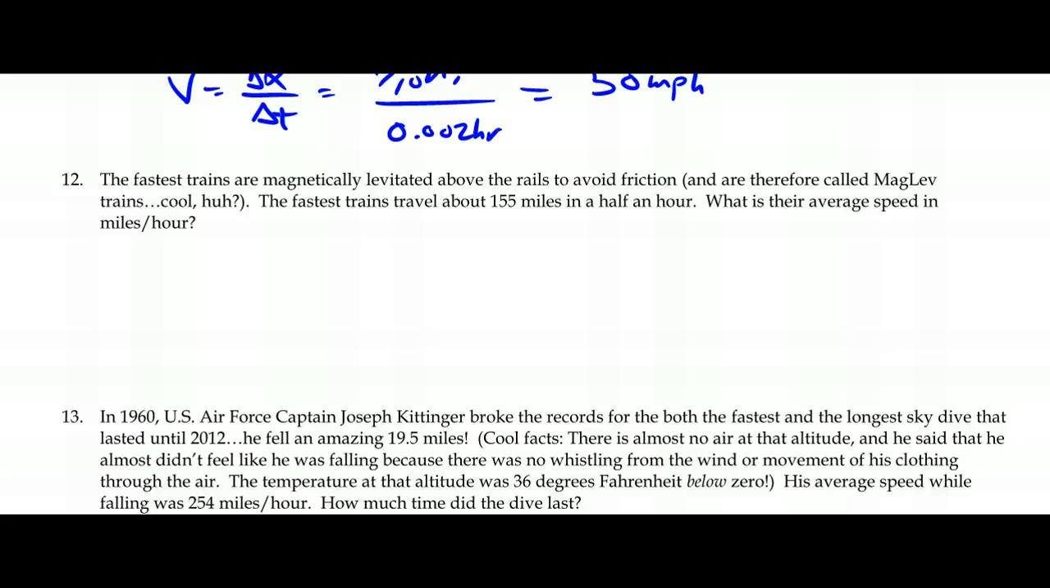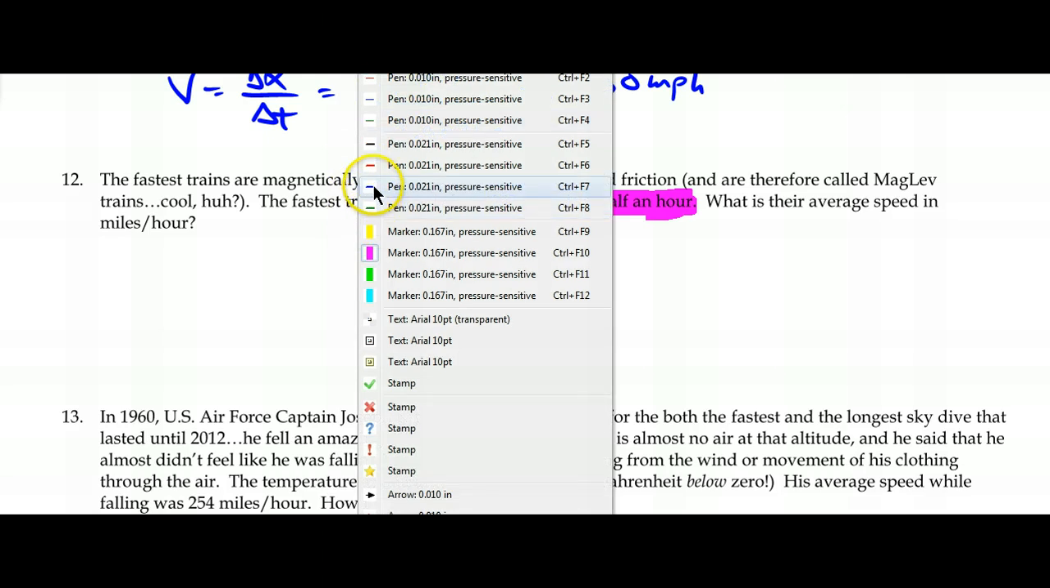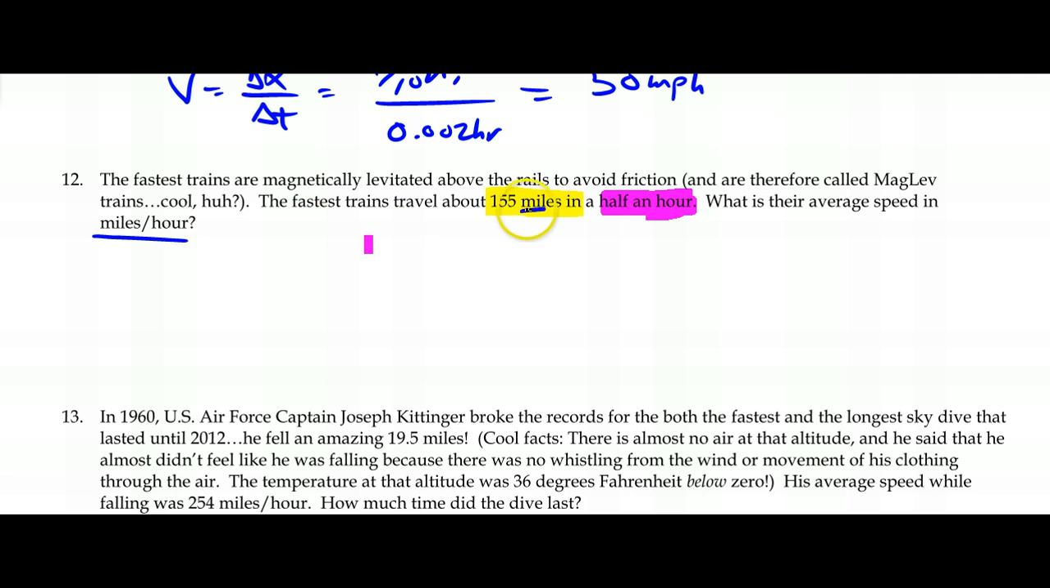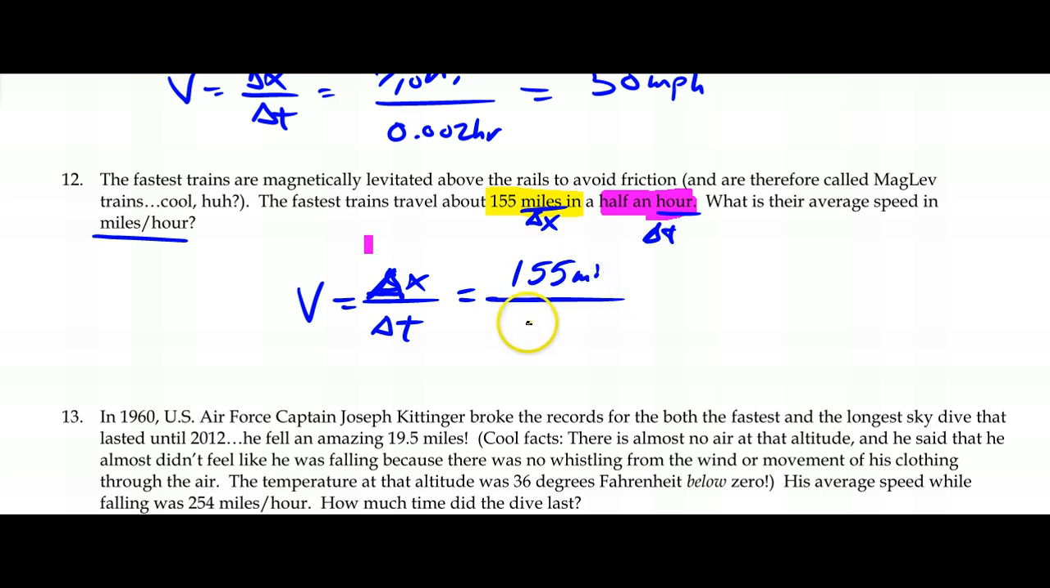Okay, now we're talking about a train. Some of the fastest trains in the world are actually magnetically levitated above the track. This fastest train travels about 155 miles in half an hour. So 155 miles would be our distance, and then half an hour would be our time. Now that's 30 minutes, depending on what we want. Now in this case we're asked for the speed in miles per hour. So we already have miles, and we already have hours, we have delta x, we have delta t. So it's just a question of speed is equal to delta x over delta t, that's a delta, not a funny symbol, equals 155 miles in half an hour, which is 0.5 of an hour.